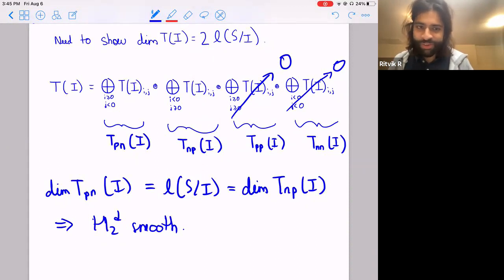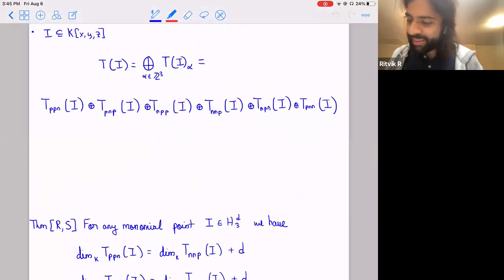Let's get to what we're going to do. So we're going to take this perspective of decomposing this into these Pn, Np, Pp, and Nn. They'll be sort of the signatures of the tangent space. And we're going to do this in three space now. So now we'll just get to theorems and things like that. So if you got lost in the details, you can just zoom back in and pay attention now.